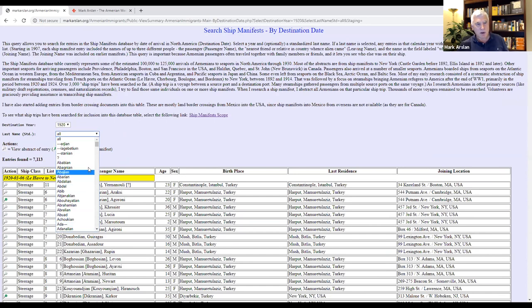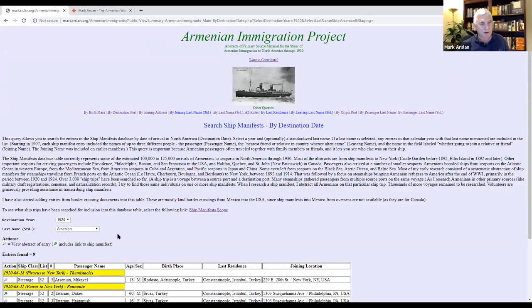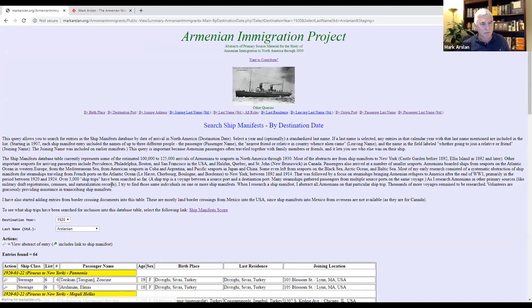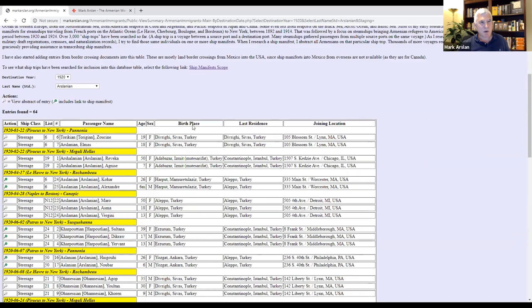which is Arslanian. So you can scroll down through all the different names, these are all standardized names, okay? And if you're on a phone, that's what you've got to do. My intent was people did this on a computer where you can actually type in the name. So I'm going to just type in ARS and then it'll get me down to that right section there. So I'm going to find Arslanian, which is my last name. Okay. So there were 64 entries in 1920 involving Arslanian.